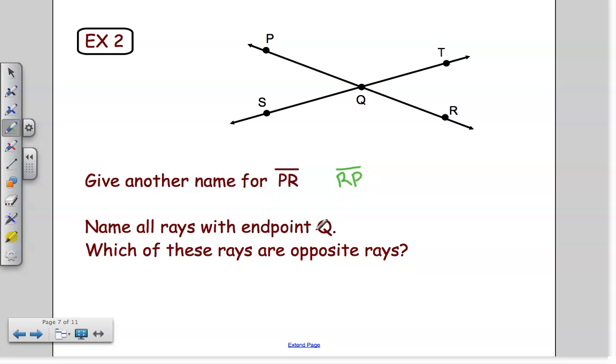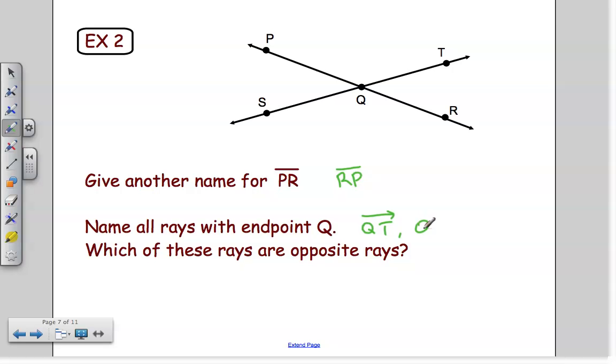And then I want to name all the rays with endpoint Q. Here's Q. All the rays, remember a ray goes out in one direction forever. Well, from Q I could go out through T. From Q I could do a ray out through P, or from Q through S, and from Q going to R forever. So there's actually 4 different rays I could name here.